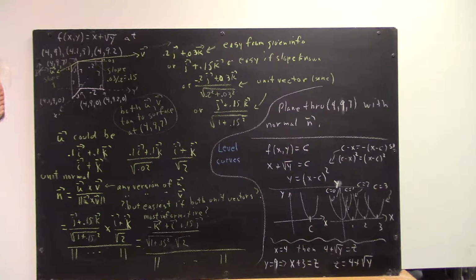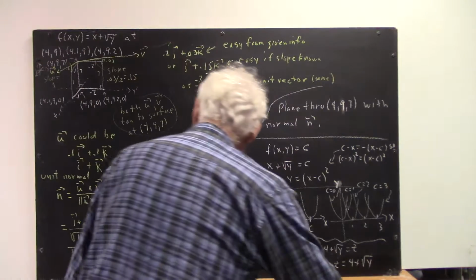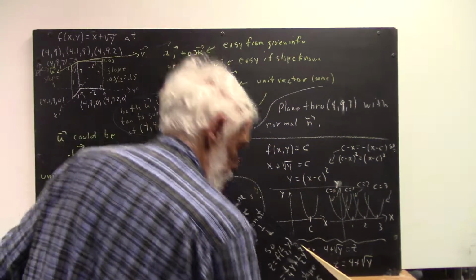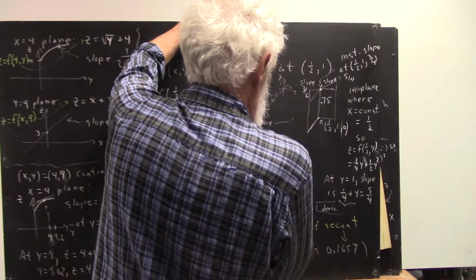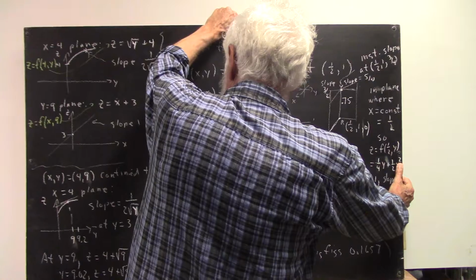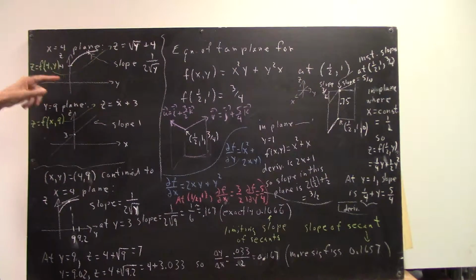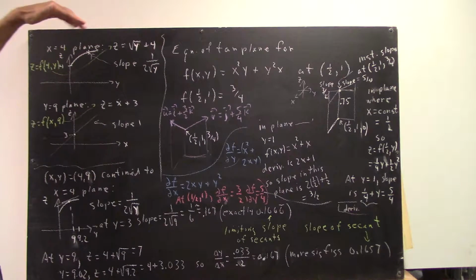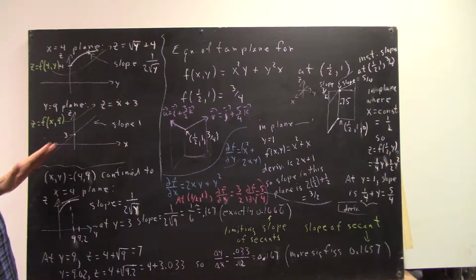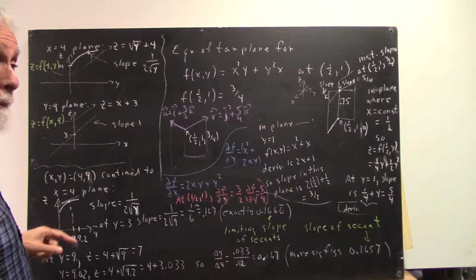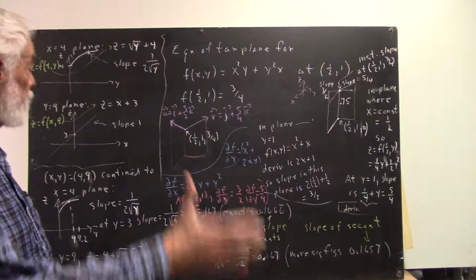Okay, well, just put this up here. We have here a picture of what you get in the x equals 4 plane. This is a graph of z equals square root of y plus 4. And this is a graph of z equals x plus 3. This is what things look like in that x equals 4 plane.